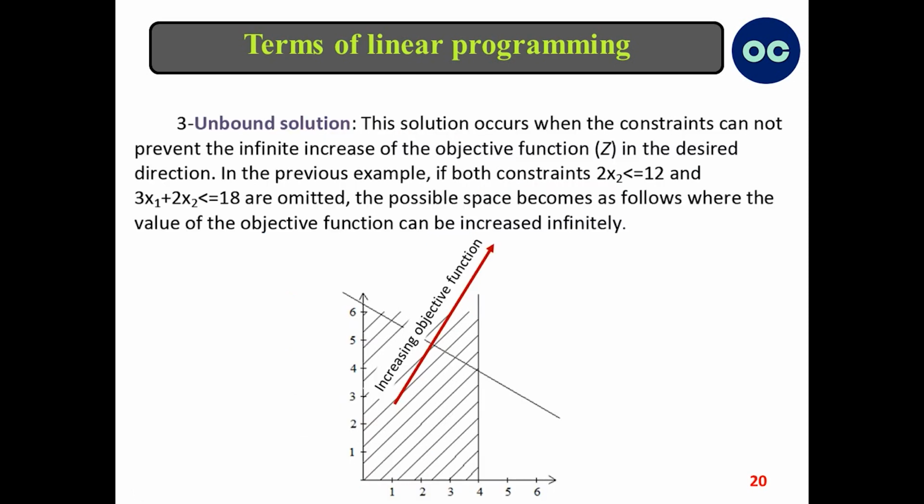An unbounded solution arises when the constraints fail to limit the objective function z from increasing infinitely in a desired direction. In the previous example, if we remove both constraints, 2x2 less than or equal to 12 and 3x1 plus 2x2 less than or equal to 18, the feasible region expands, allowing the objective function value to increase infinitely in the direction of the feasible space, as shown in this figure.